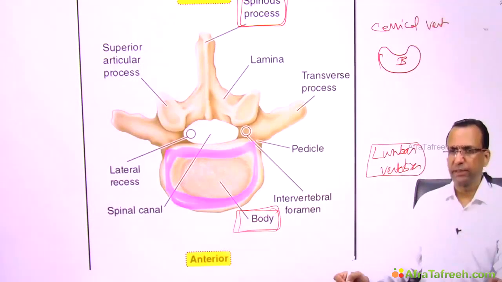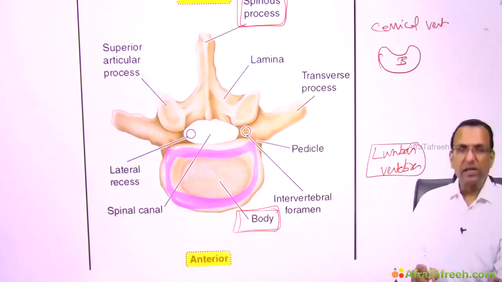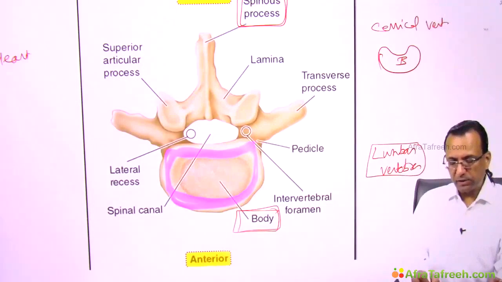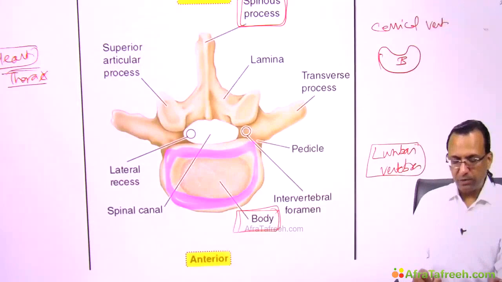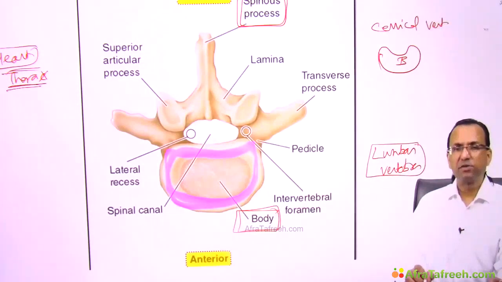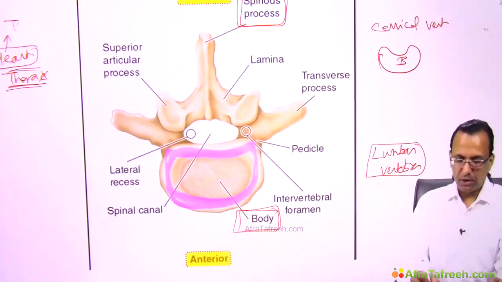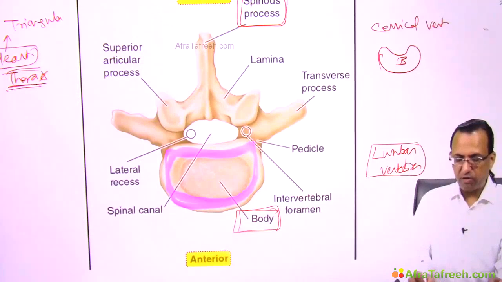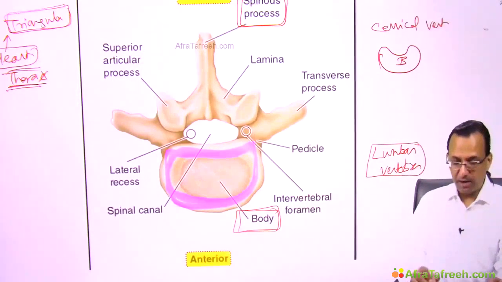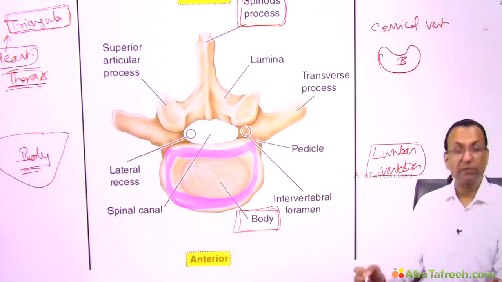Thoracic, if you say, then it is heart shape. You know where the heart is? In the thorax. And thoracic vertebra is heart shape. What is heart shape? Heart shape means triangular. Oh, the body is triangular there? Yes, it will be heart shape, triangular. So the body of thoracic vertebra is heart shape, triangular.